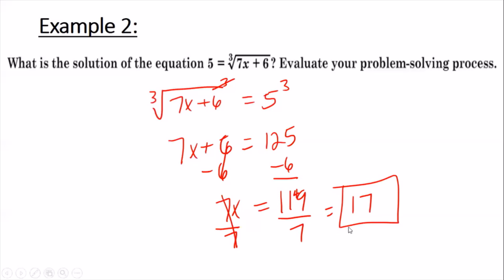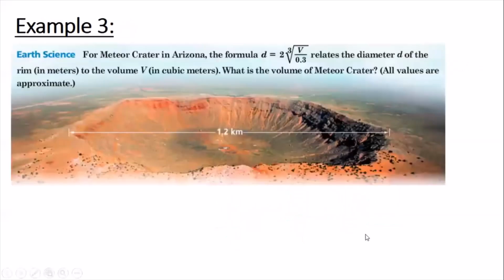Doable? Amazing. All right, we got to do our traditional real world example. Here we go. Earth science. Okay, for meteor crater in Arizona, the formula D equals 2 cube root of V divided by 3/10 relates the diameter D of the rim in meters to the volume V in cubic meters. What is the volume of the meteor crater?